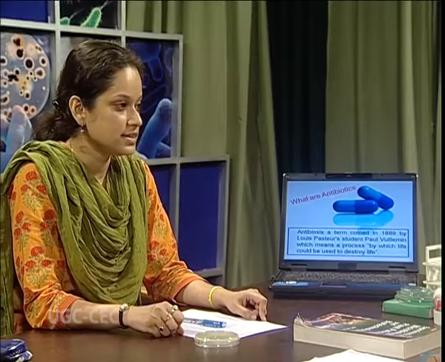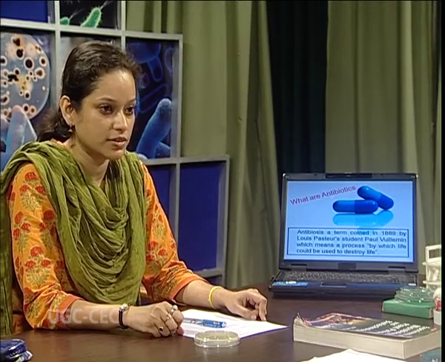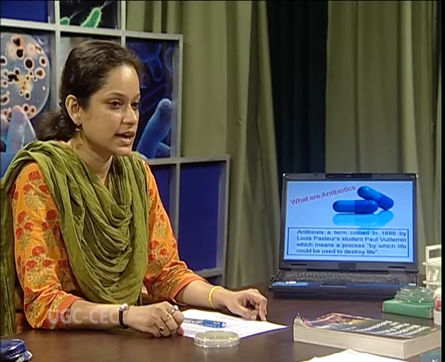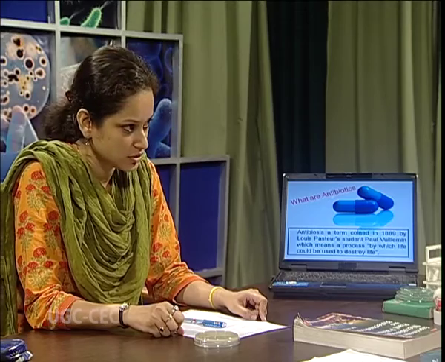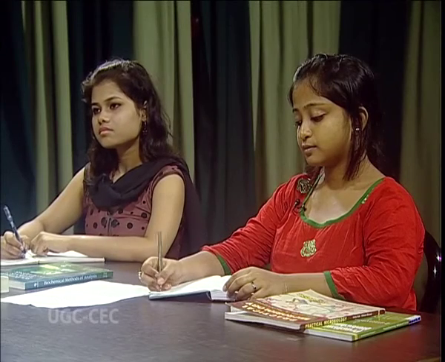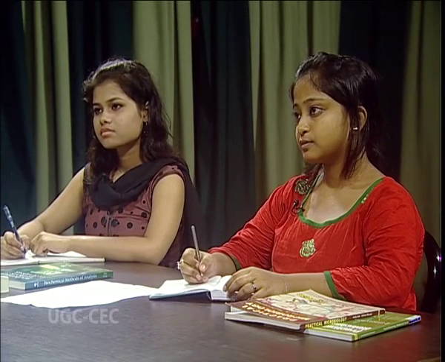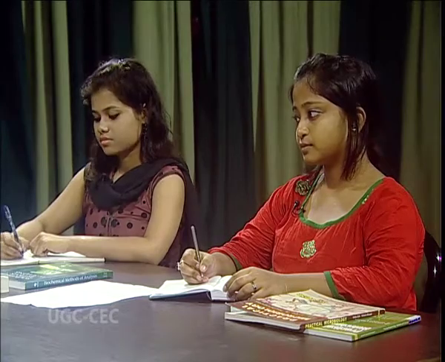Now, before we go into greater detail about antibiotics, we should know how we can classify them. Antibiotics can be classified in various ways. One way is by mode of action, that is, how they kill the bacteria. Antibiotics are bactericidal or bacteriostatic in nature. Cidal means the antibiotic completely kills the bacteria, while static means it prevents bacterial growth.